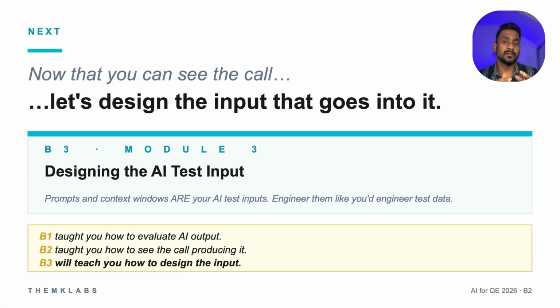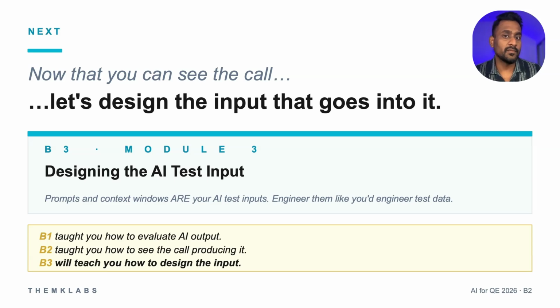And that's all I had in this video. Now that you can actually see the call, here's where we go next: we design the input that goes into it, right? So in the next video, we tackle the AI test input. Because here's the reframe. Your prompts and your context windows aren't just text, they are your test inputs. So we are going to engineer them with the same care you would engineer test data.